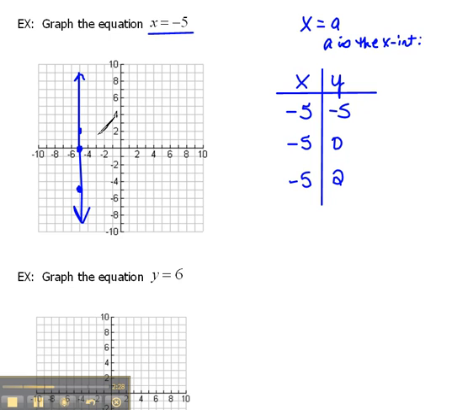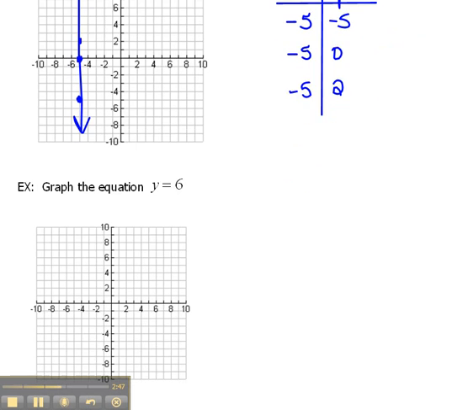And that's another way that I like to say these. If you only have one variable in your equation, this says x is -5. Another way of saying that is we cross through the x-axis at -5. So we have that nice straight line.